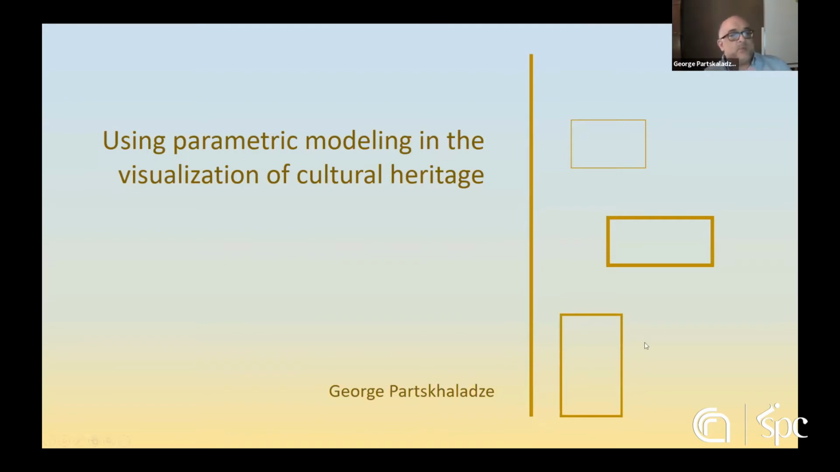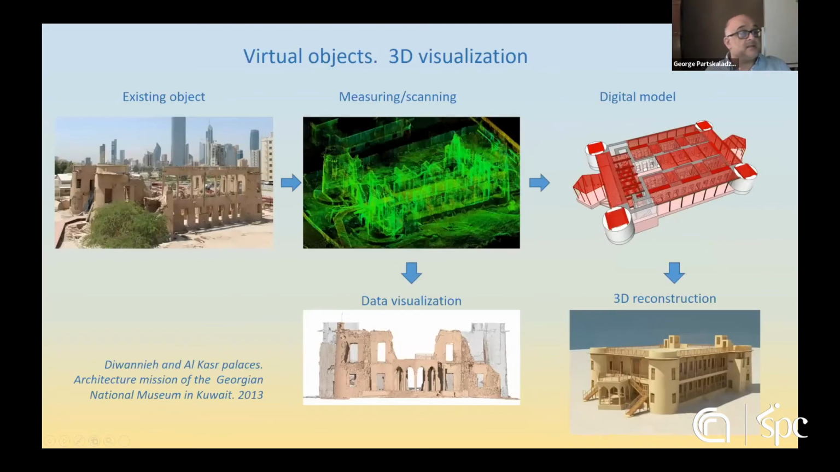Normally, when we are scanning, when we are modeling, we have some material. We can make measurements, we can scan, or we can use old drawings and survey materials. For example, here is our expedition in Kuwait. It was an expedition of the Georgian National Museum. We worked on the palaces of the Amir of Kuwait. Ghazal palaces, they were heavily damaged in the last 100 years.